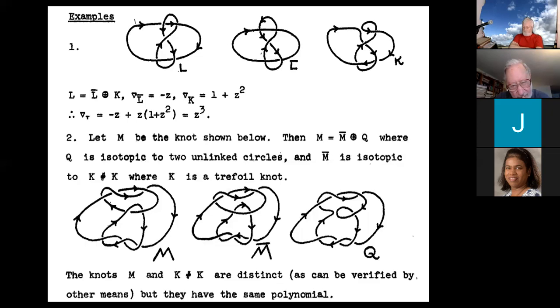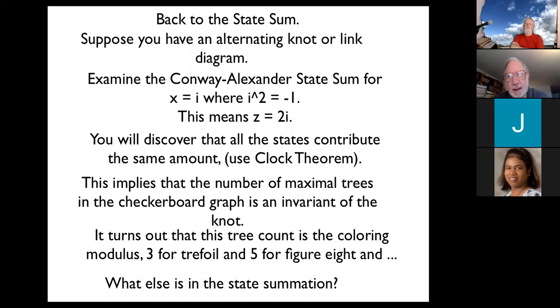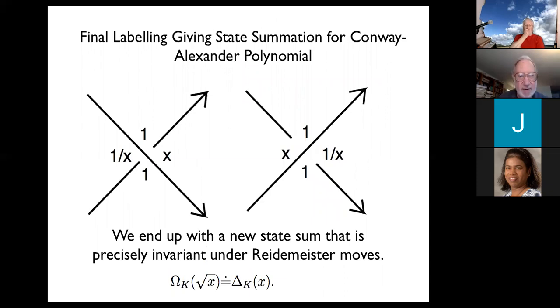Here's another comment. If we go back to the state sum and we have an alternating knot or link diagram, then you can examine the Conway-Alexander state sum at x equals i. And what would that mean, x equals i? Let's go back to where the labels were so you can think about that. If x is equal to i here, then you have an i and a minus i, and a 1 and a 1. You have an i and a minus i. And in the other case, you have a minus i and an i and a 1 and a 1. So you can think about how that state sum behaves.